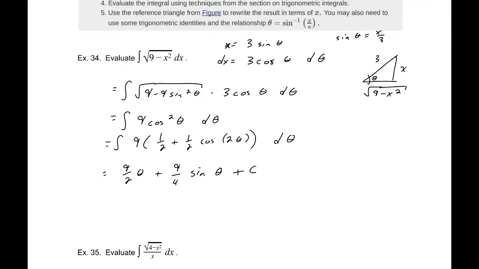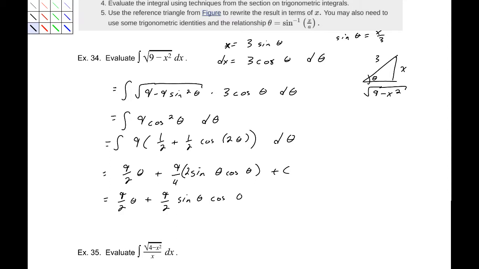Actually, back up just a second, because that is a 2 theta there. So this actually becomes 2 sine theta times cosine theta plus c. Can't forget about that. So this will be 9 over 2 theta plus 9 over 2 sine theta cosine theta plus c. Now going back for our substitutions, sine theta is x over 3.